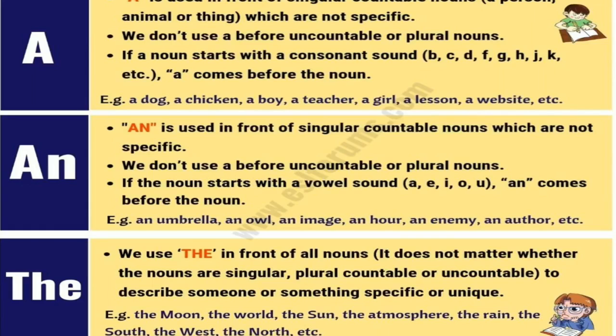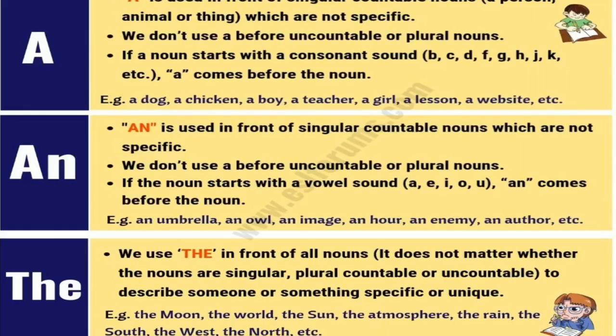The pronunciation should be as such: a dog, a chicken, a boy, a teacher, a girl, a lesson, a website, etc. So here, I'm talking about what? Things which are not specific. Now coming to the second one, that is an. An is used in front of countable nouns which are not specific. Here we don't use a before uncountable or plural nouns.